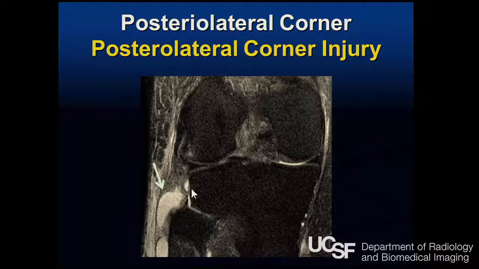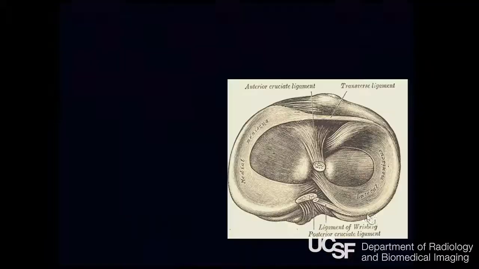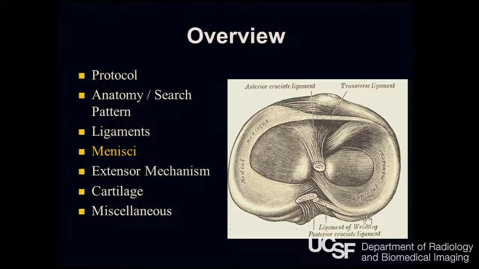This is an example of a lateral collateral ligamentous complex injury. You can see the conjoint tendon is no longer inserting laterally. There is associated hematoma, and we could not exclude posterolateral corner injury in a case like this.